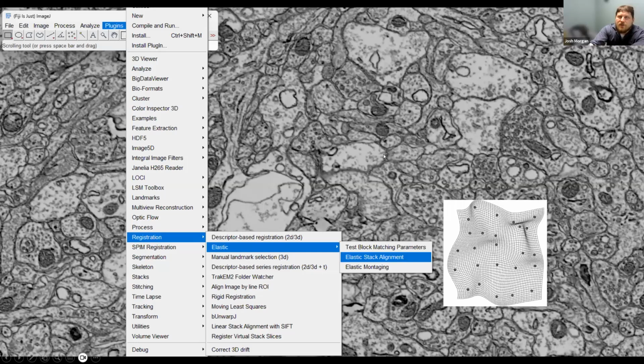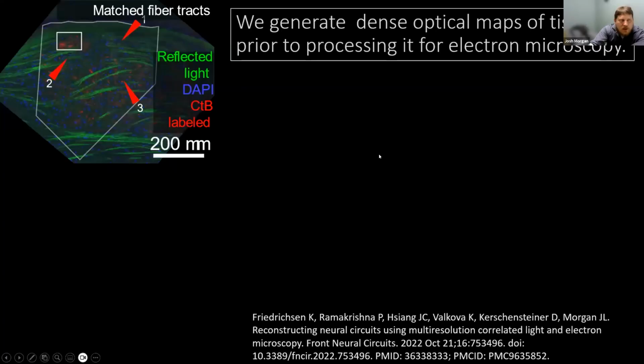Okay, so one more kind of alignment, that if you want to align your data set to another data set of the same piece of tissue. So our strategy in the lab is, even if we start out with something like 2-photon imaging, after we do aldehyde fixation, we then create a dense feature optical map of the tissue. So in this case, we have DAPI staining of a piece of brain, we have reflected light showing us myelin, we have synaptic boutons labeled with CTV. This kind of image matches up really well with a low resolution image of the EM.